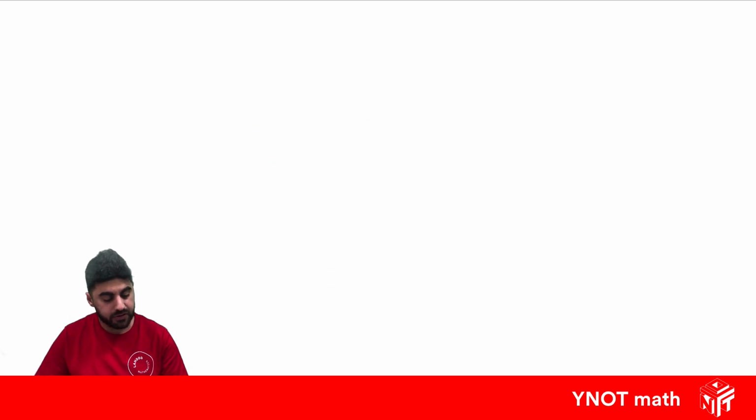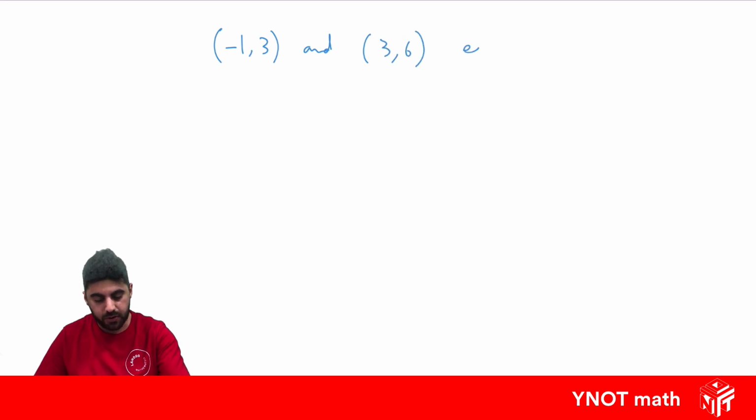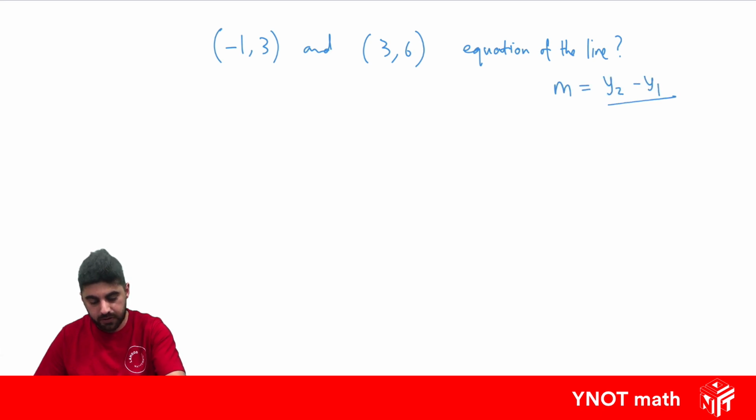Let's have a look at an example if you're given 2 points only. So we've got minus 1, 3, and 3, 6, and we're after the equation of the line that goes through both of these points. In order to do this, first we need the gradient formula, where m equals y2 minus y1 over x2 minus x1. Because once we have the gradient, we can use it along with any one of these points of our choosing. Let's go ahead and find that gradient first.